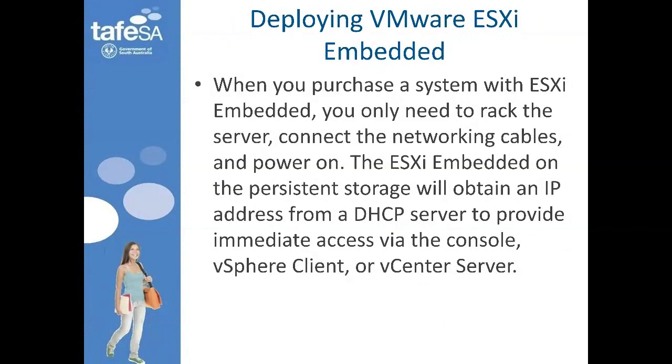So with the embedded option, you purchase a system with ESXi already on there, and then you just get a DHCP IP address. You find out the IP address through the console, and then you connect to it, then manage it, and modify it to how you need.